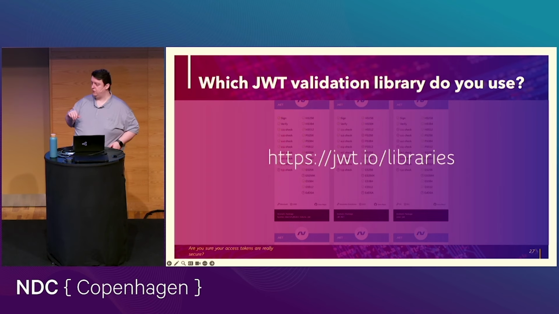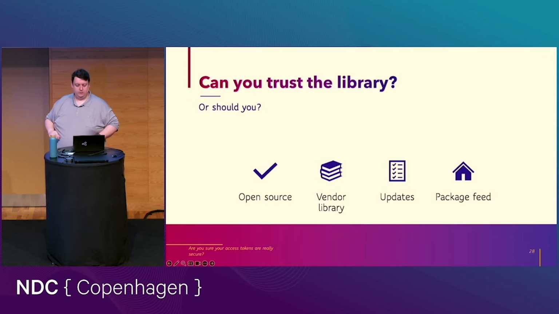If you go to that URL, you will have a complete list for different languages. And then you have a feature set, this one can do this, one can do that. But can you trust the library? Or even should you trust the library?